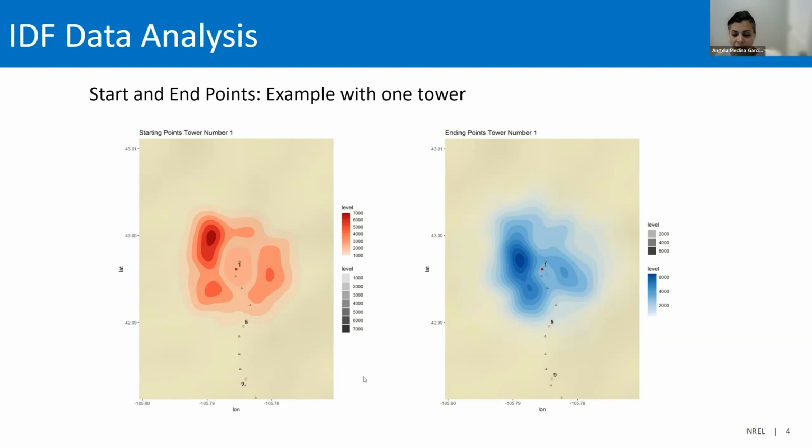Here on the left, these are density maps for one single example tower. On the left, you can see the starting points represented in red, and on the right, the ending points represented in blue. So you can see that for the most part, the range of detection for both starting and ending points is similar.